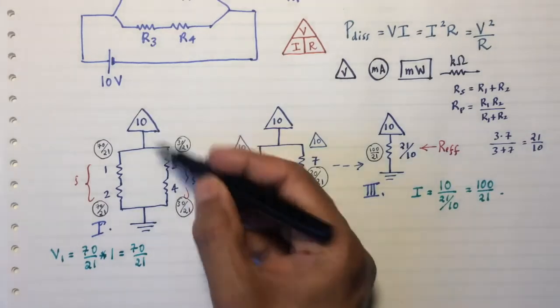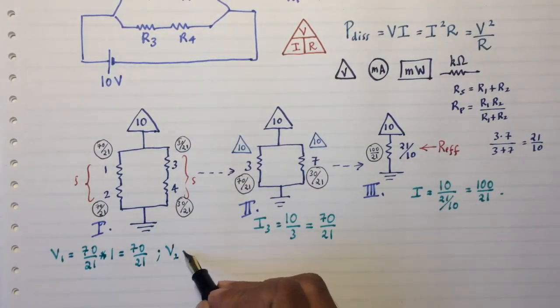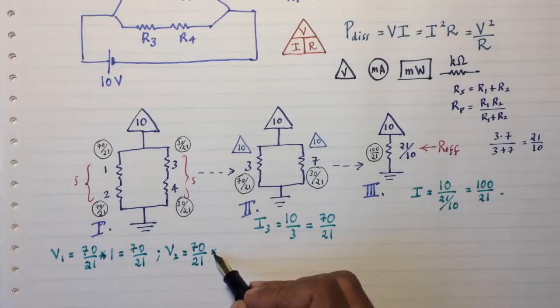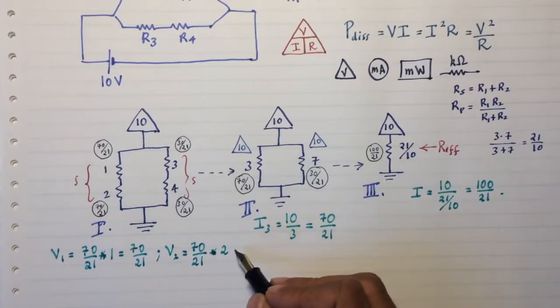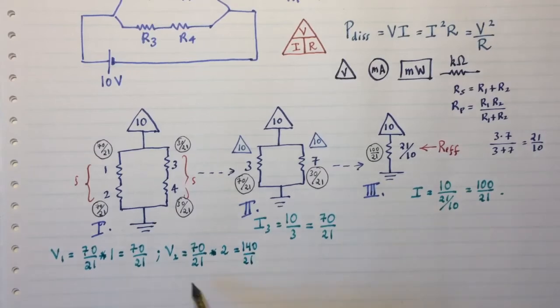V2 is going to be 10 minus that, but I'm too lazy to do fractions, so I'll calculate V2 directly. The current through R2 is also 70 over 21, and it's going to be times 2 this time. So that's going to be 140 over 21. Let's just make sure they add up to 10. 140 plus 70 is indeed 210, and 210 over 21 is 10. So that makes sense. Similarly, I'm going to find V3 and V4 next.